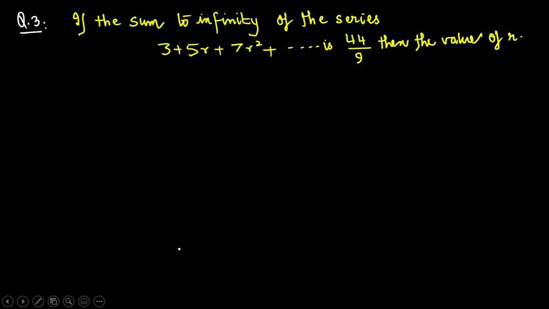Now let's take question number 3. If the sum to infinity of the series 3 plus 5r plus 7r square and so on to infinity is 44 by 9, then find the value of r. Again, if you see, this is an AGP.